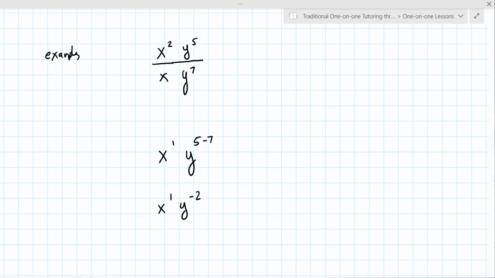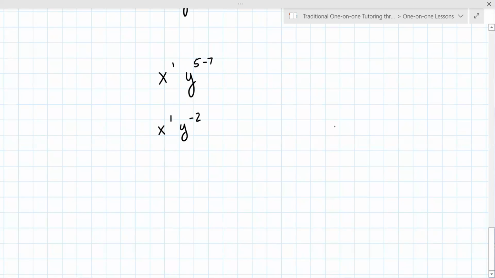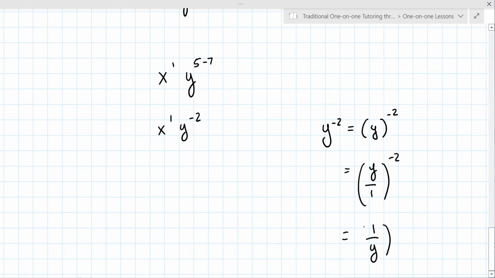All right. Now, what does this mean? What does a negative exponent mean? Well, y to the -2 really is the following. It's parentheses y to the -2. And it's really y over 1 to the power of -2. Do you agree that y can be written as y over 1? So the negative exponent means to flip what's inside parentheses. Notice all I did was flip and remove the negative.